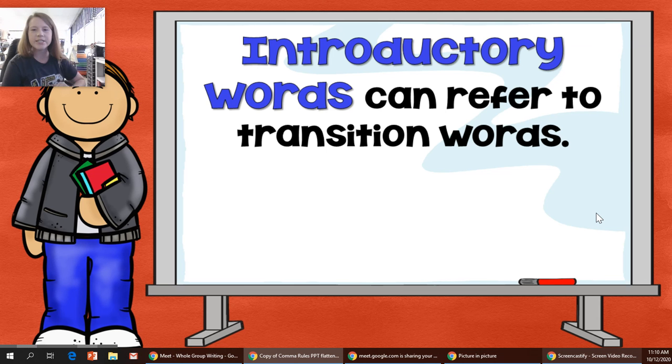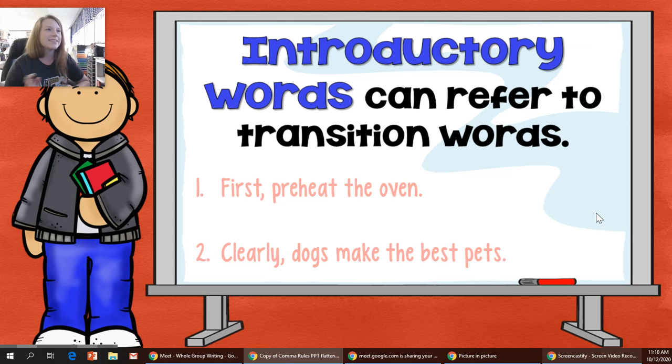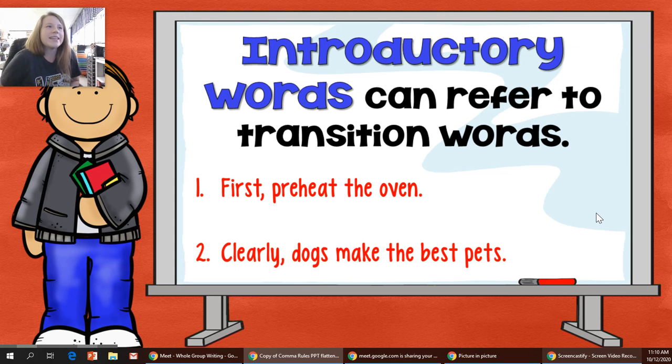Transition words. You know what a transition word is because we talked about those and you put them in your writing, right? First, preheat the oven. Which one of those words is a transition word? First, good. And clearly, dogs make the best pets. Clearly, yeah. So you're going to put a comma after those words. First and clearly, your transition words.